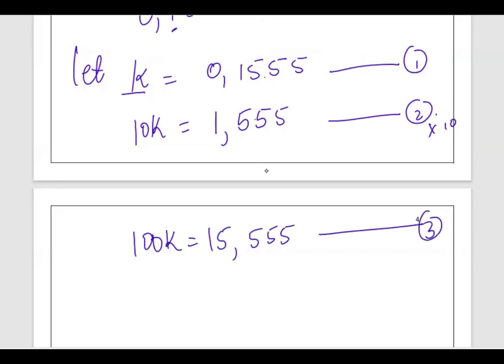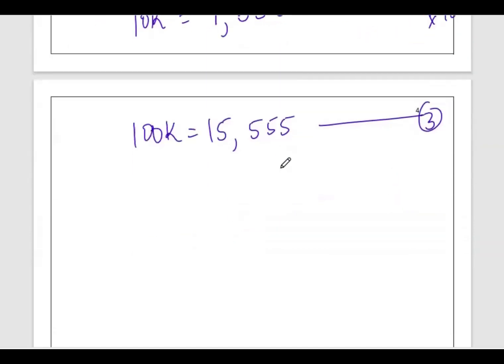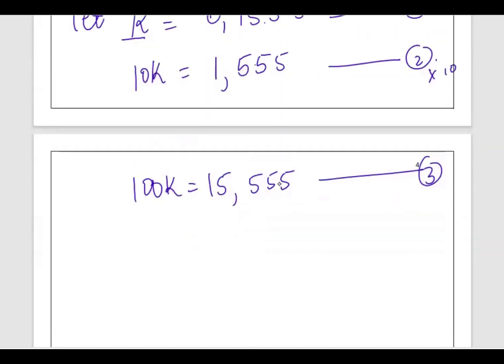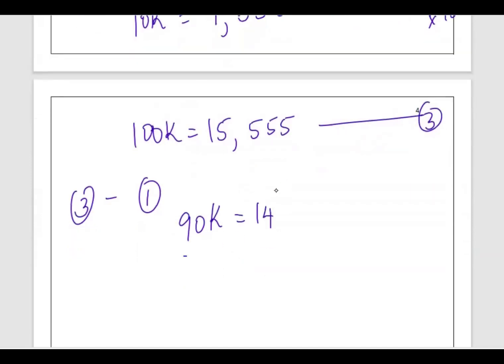Now I'm having 3 equations here. Then my focus has to be equation 3 minus equation 1. So 100 minus 10, that will give us 90K. And then 15 minus 1, that's going to be 14. The 5s will cancel. Then I'll divide both sides by 90. That cancels that. We can see that by 2 we have a 7, by 2 we have a 45. So my fraction becomes 7 over 45, okay?